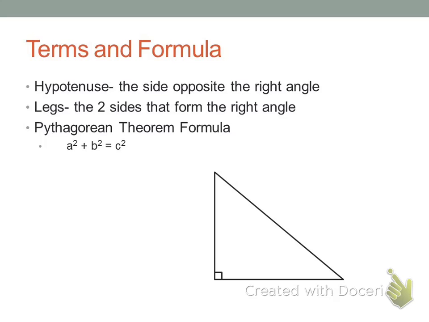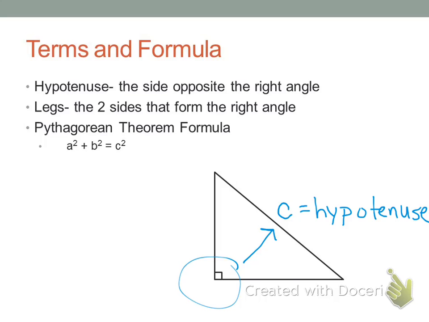So the side opposite, I'm always going to label C, okay? That's the variable that it stands for in the formula. And C is always the hypotenuse. Okay? Now, the two sides that form the right angles are called the legs, okay?